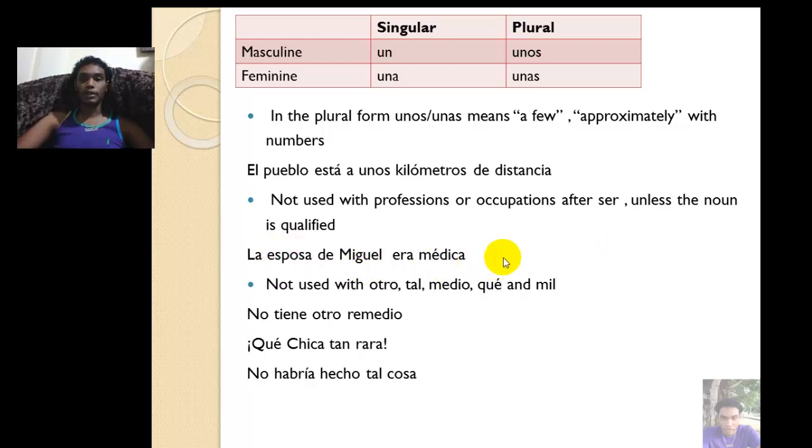Later on in the video, I'll explain that some professions now have a feminine noun instead of having a masculine noun, and then use it in a feminine sense. Okay? These are not used with otro, tal, medio, qué, and mil. Por ejemplo, no tiene otro remedio. I don't have any other remedy. ¡Qué chica tan rara! What a weird girl. No habría hecho tal cosa. Okay.